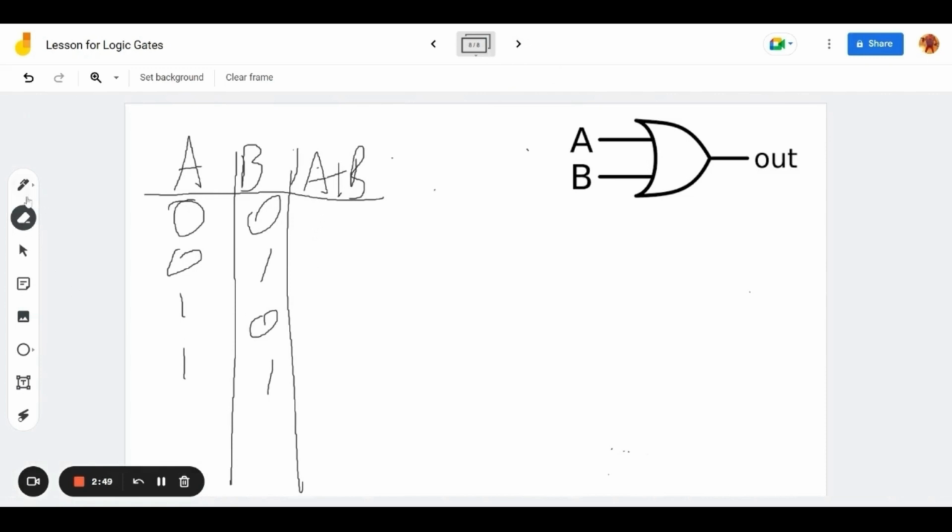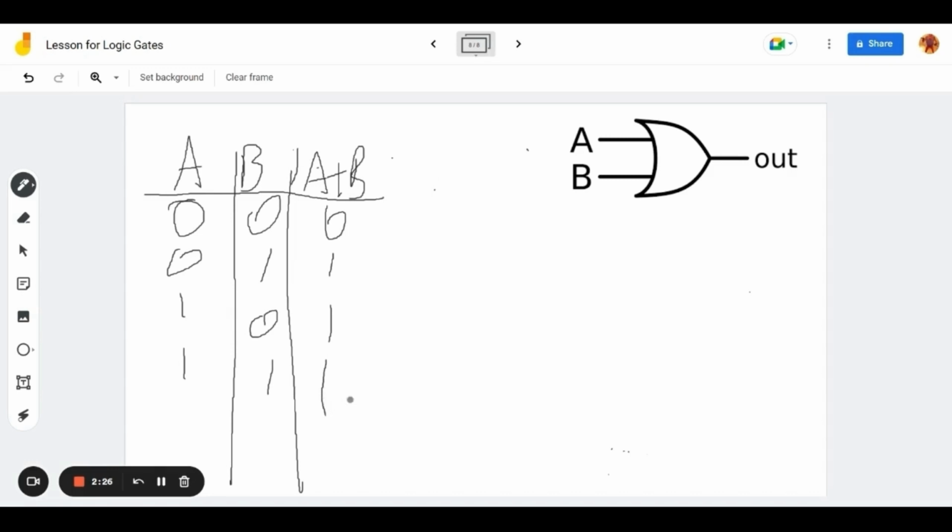So what A plus B represents here is just the same math. 0 plus 0 equals 0, 0 plus 1 equals 1, 1 plus 0 equals 1. So it's just simple math again. Now here is the part that you might not understand, but I'll explain it to you. 1 plus 1 actually equals 1.